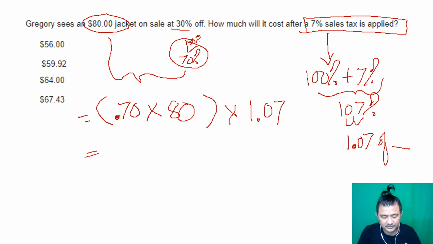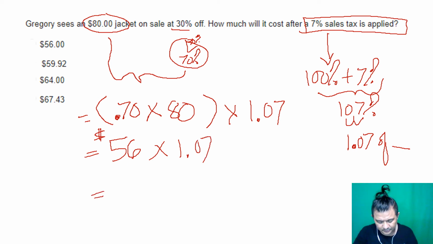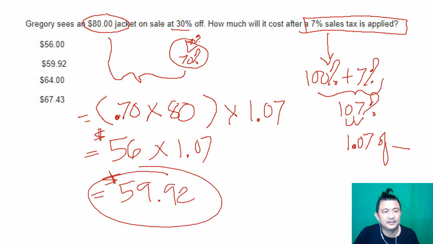So let's do this now. 0.7 times 80 will become 56. $56 is the price of the jacket. But remember, 100% plus 7% times 1.07. So times 1.07 is 59.92. Makes sense. It's higher than the supposedly $56. So this is the answer.